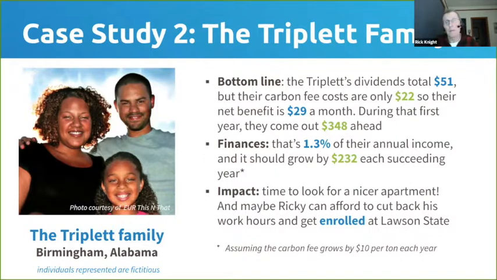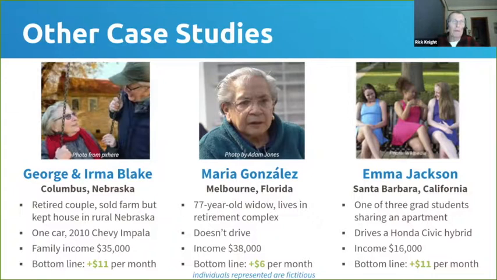Maybe Ricky can cut back his hours and get himself enrolled at the community college for a chance to get ahead. So we got a bunch of other cases with widely varying life stories and situations. Now here's three more. George and Irma, a retired farm couple living on Social Security in small town Nebraska, same state that Bryan lives in. They come out $11 ahead each month, enough to pay for a movie.